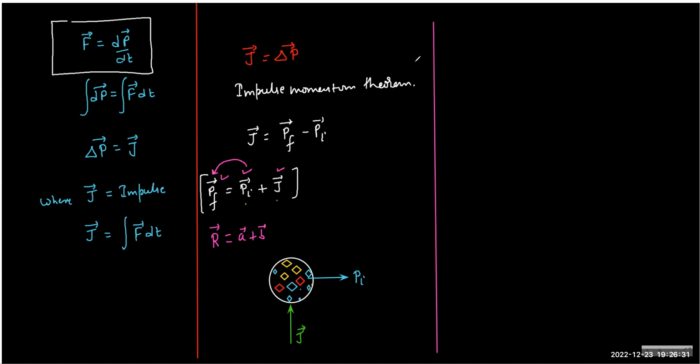Very good. So that's the right answer. The P initial is this way. From the tip of the first vector, you draw the second vector, J vector. And therefore, the direction of PF is from tail to the tip.